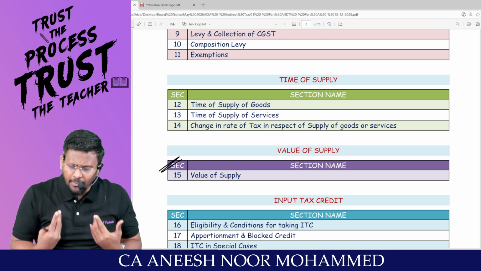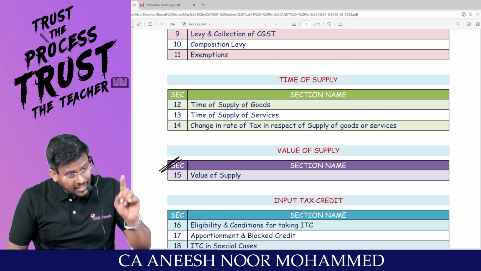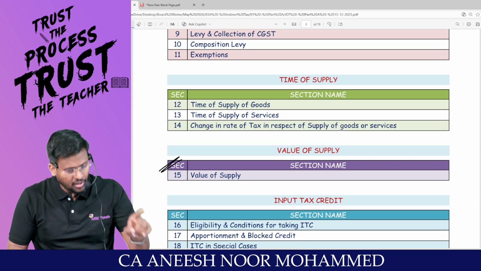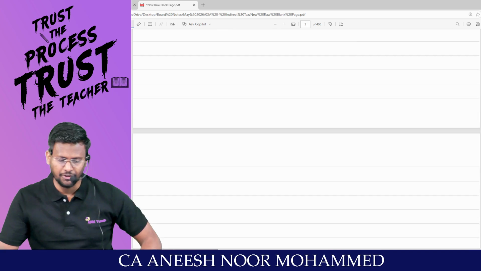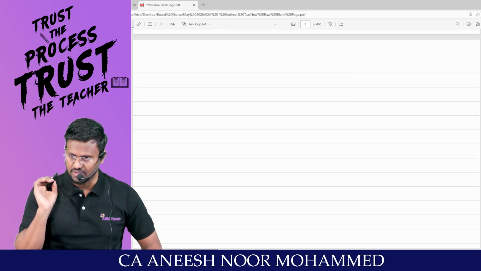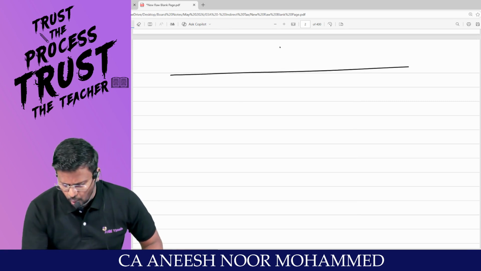Because that is very important. When am I liable to pay GST? Time of supply. On what am I liable to pay GST? Value of supply. My dear lovable students, what is business? This is the definition of business. I am going to explain what is business. Business means only two activities.